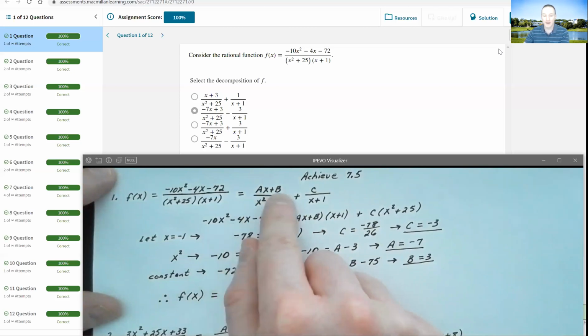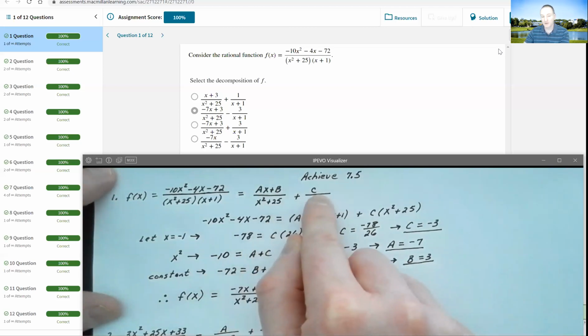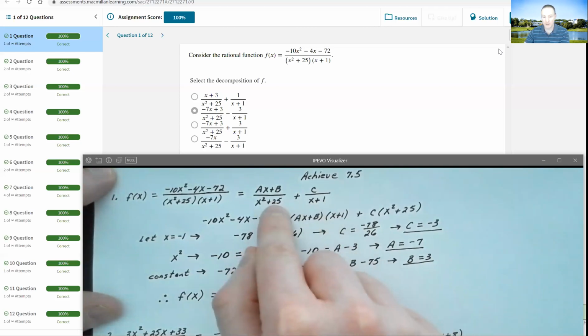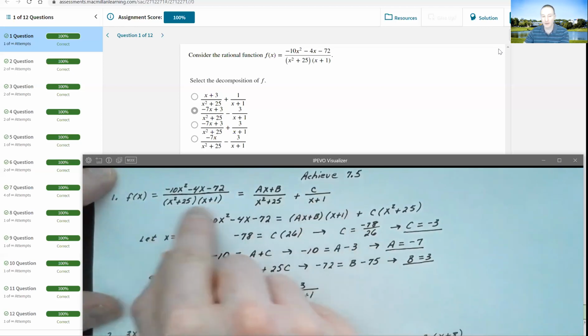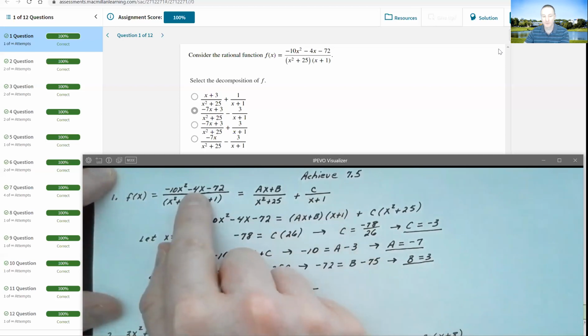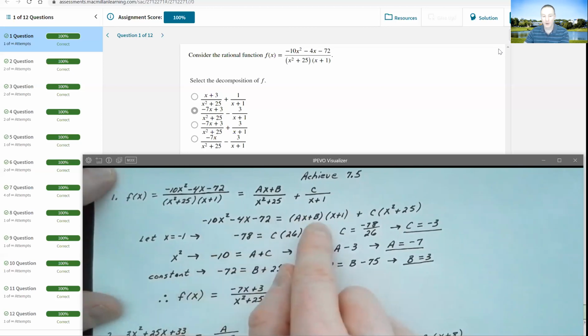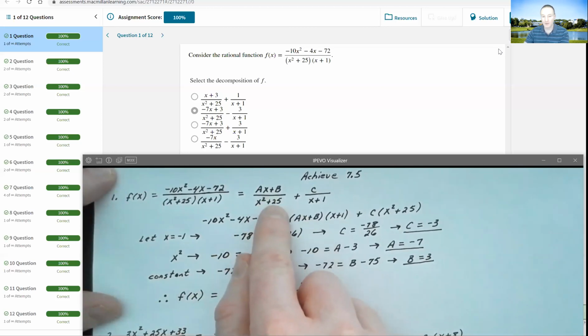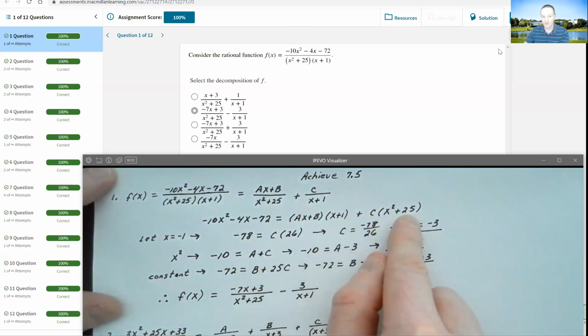In this case, I have ax plus b over x squared plus 25, plus the constant factor c over the linear factor x plus 1. We have to understand to break it up like that. Now, in order to solve for a, b, and c, all that we have to do is multiply by the least common denominator on both sides. When I multiply by that on the left, of course, I get the numerator. When I multiply by it on the right, I get the group ax plus b times x plus 1, and then c times the group x squared plus 25. That allows me to solve for each of these letters, a, b, and c, that I don't know.